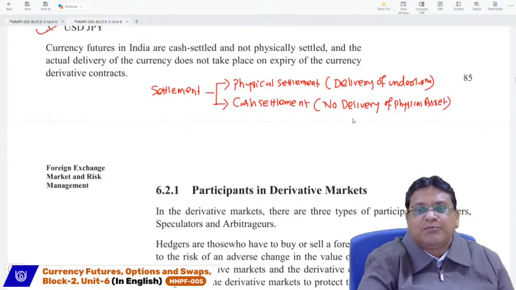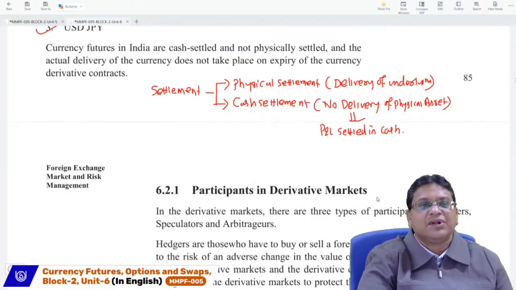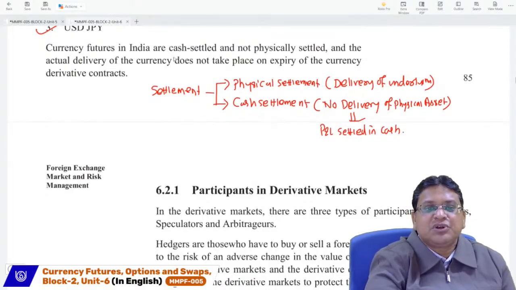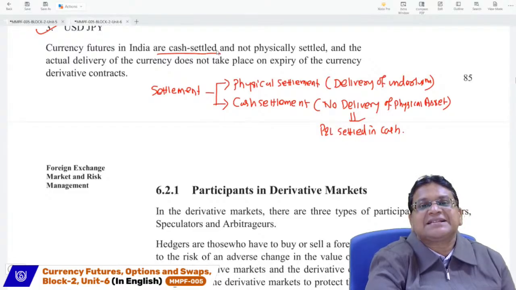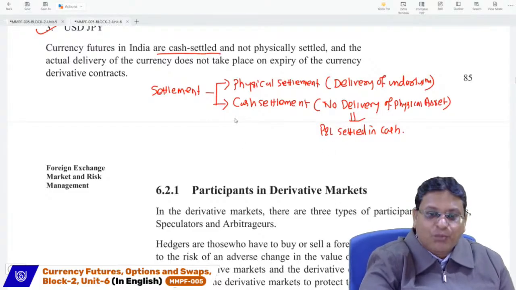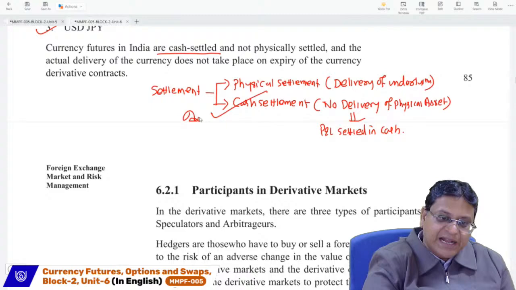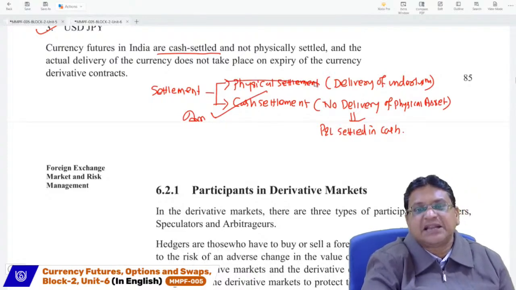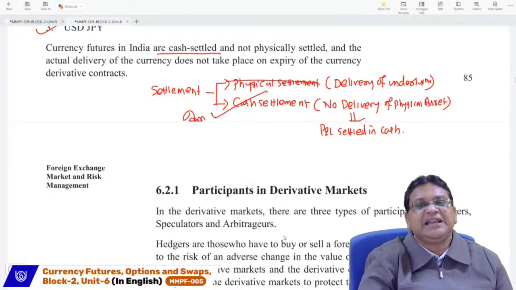Only profit or loss is settled in cash. So currency futures in India are cash settled. In India, most of the currency futures are cash settled. Physical settlement does not exist in India. It is not physically settled.